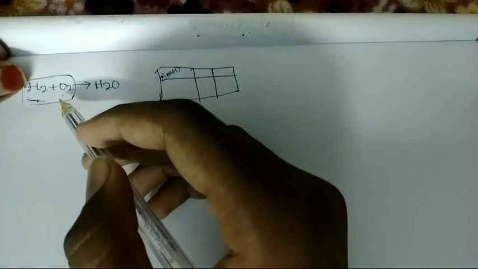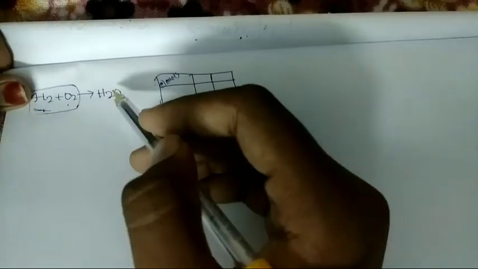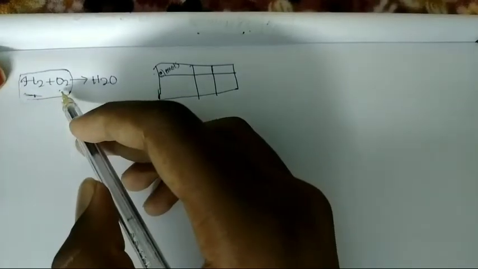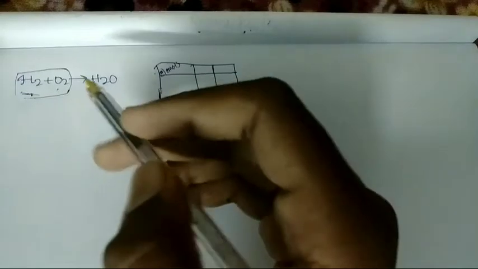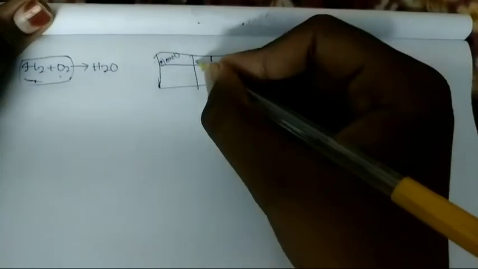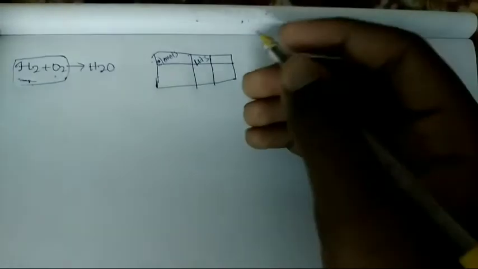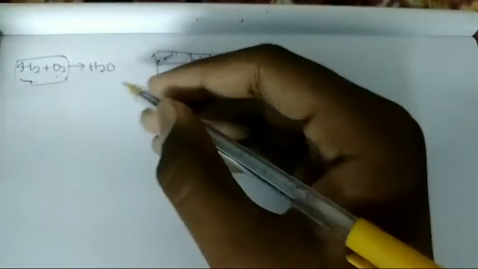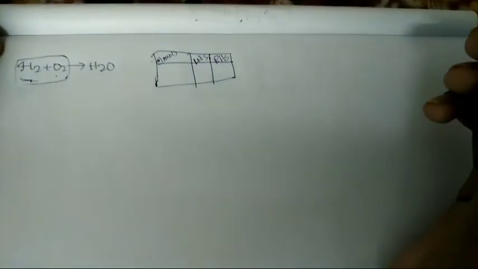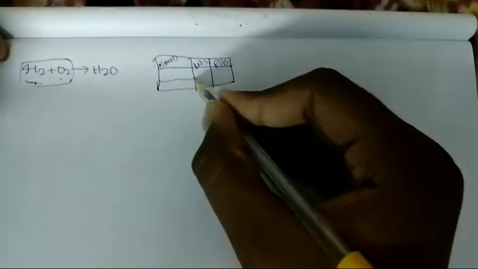H2 and O2 are reactants, H2O is product. Remember this. H2 and O2 are left hand side. Yes or no? H2 and O2 are left hand side, means we shall write LHS, and H2O is on right side, means right hand side, RHS. Let's draw a line.